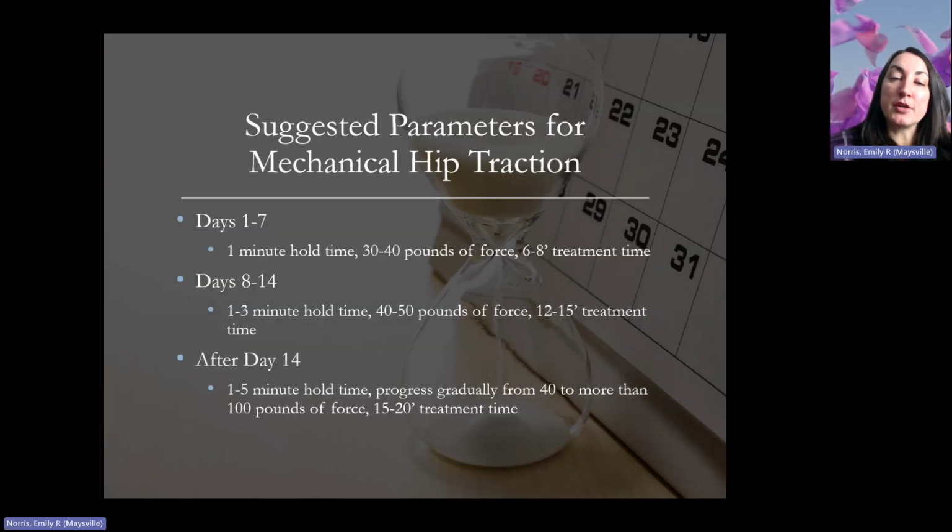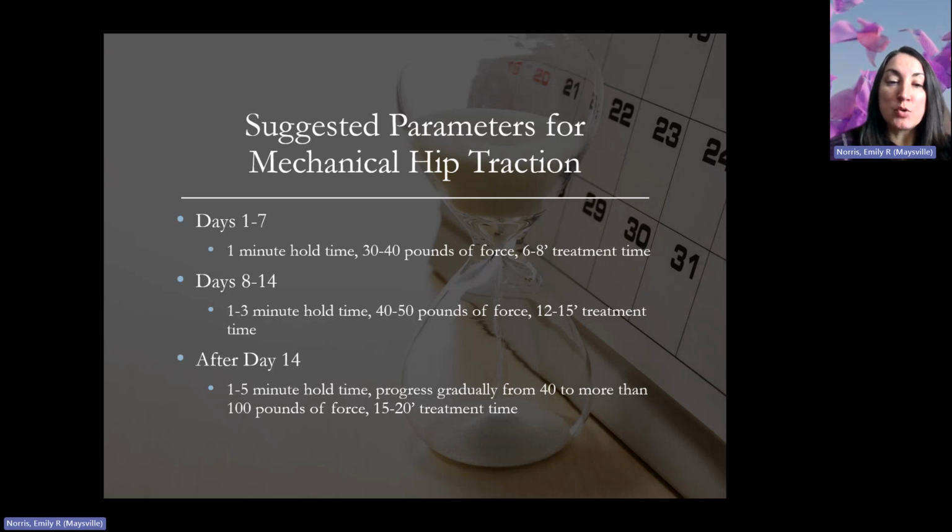Some of the parameters for hip traction: for the first week, you want a 1 minute hold time and 30 to 40 pounds of force typically, with only 6 to 8 minutes of treatment. For the next week, usually you'll do a 1 to 3 minute hold time, 40 to 50 pounds of force. Again, it's going to depend on the patient's body weight as well, and 12 to 15 minutes of treatment time.